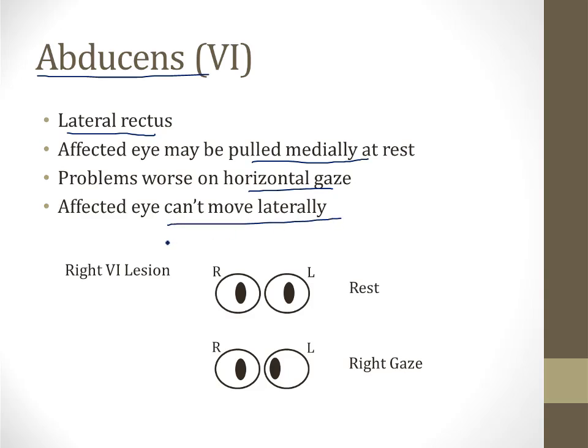So if we look at the bottom of the screen, I've demonstrated what can happen with a right cranial nerve 6 lesion. The right eyeball may be normal, or it may be pulled slightly medially depending on the severity of the lesion at rest. However, when the patient tries to gaze to their right, the left eyeball comes medially as it should, but the right eyeball is stuck and cannot move laterally, and thus the diplopia gets worse on horizontal or lateral gaze toward the side that is affected.